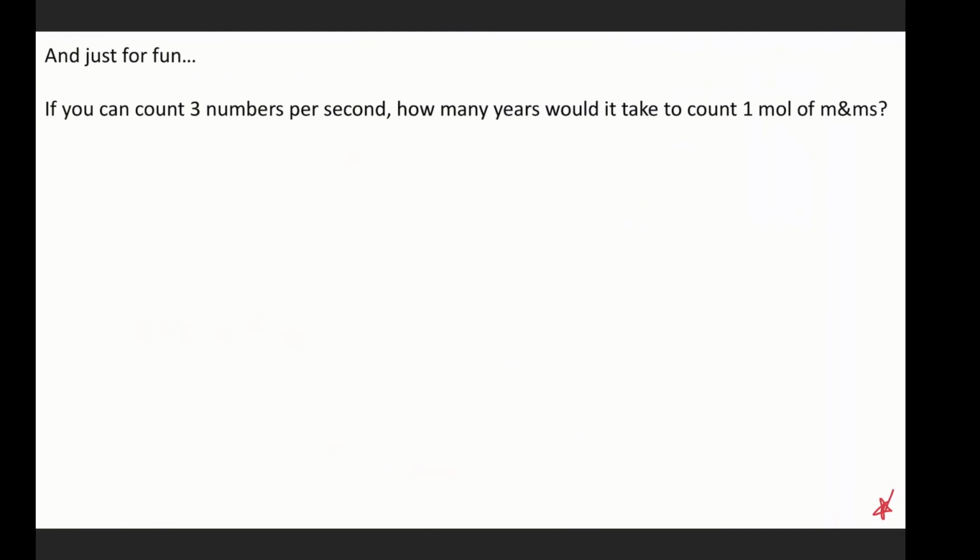All right, and our just for fun problem. If you can count 3 numbers per second, what is that really? 3 numbers per second. That's right. That is a conversion factor, yes? 3 numbers per 1 second. It's a relationship. And when we see the word per, what that really means is equal. There are 3 numbers equal to every 1 second, right? How many years, so that's clearly our goal, would it take to count 1 mole of M&Ms? And this is our given.